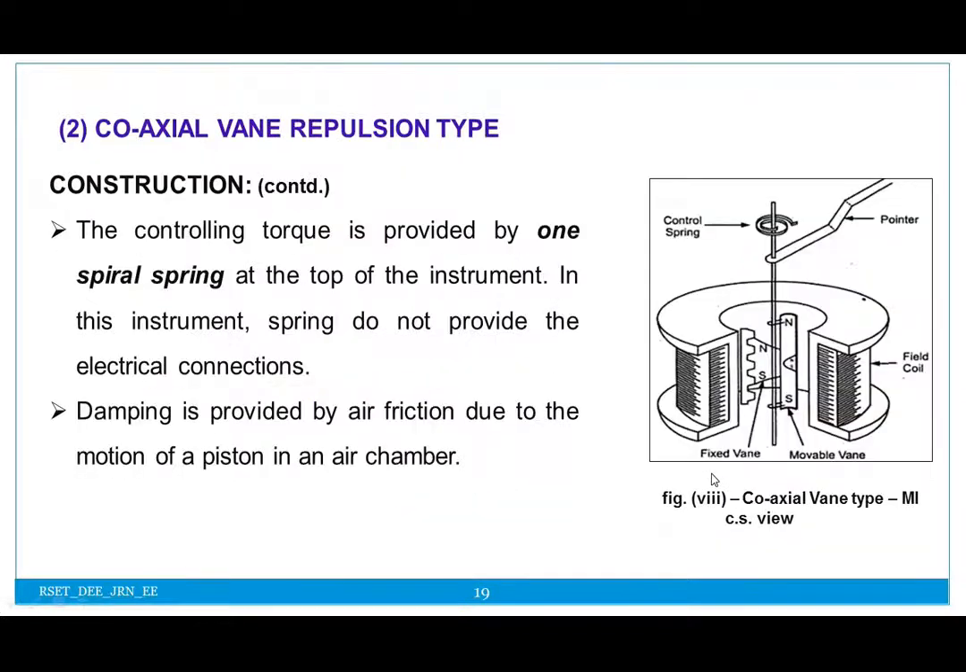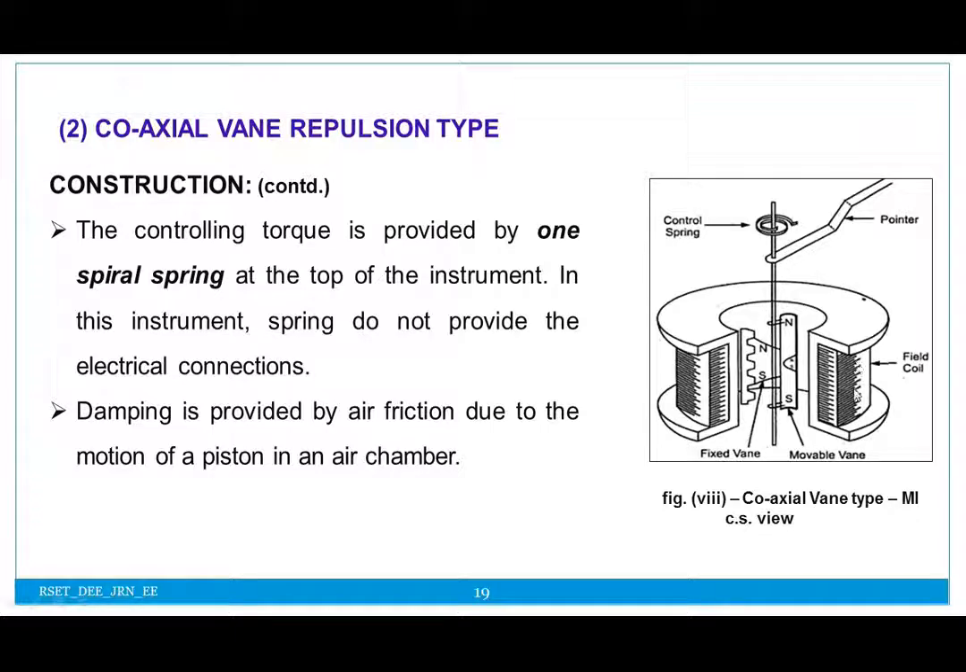Now the controlling torque is provided by one spiral spring fixed at the top of the instrument. In this instrument, similar to the previous one, the spring does not provide the electrical connections. Damping is provided by air friction damping due to the motion of a piston in an air chamber. That's not shown over here, but see the cross-sectional view of the coaxial vane type.